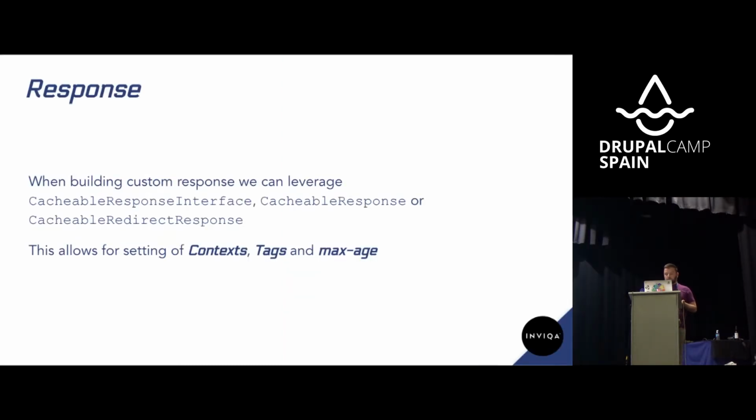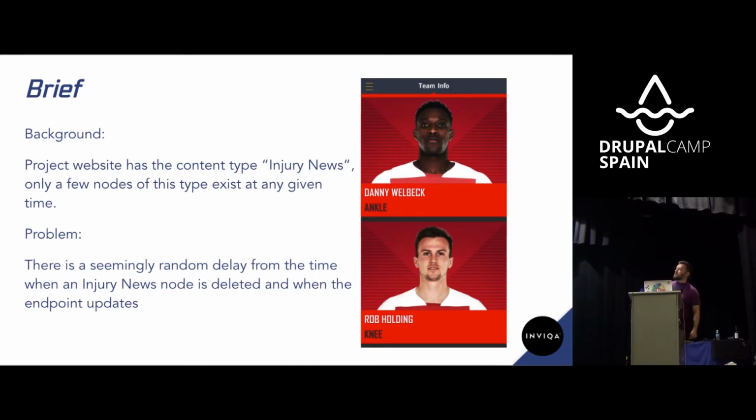So whenever you're writing custom API responses, you can use cacheable response interface, because as I've said, you have interfaces for pretty much anything. You can even have cacheable redirect response if you want to cache your redirects for some reason. And they allow you setting context, tags and max age. And this is where the first debug example will be. So I was working on an application that had a content type of injury news. The idea was that at any given time, you only have multiple items of that content type. For each individual player that has an injury, you would have an individual node.